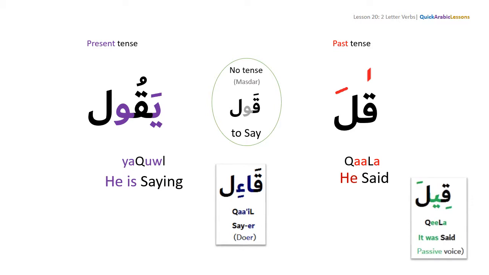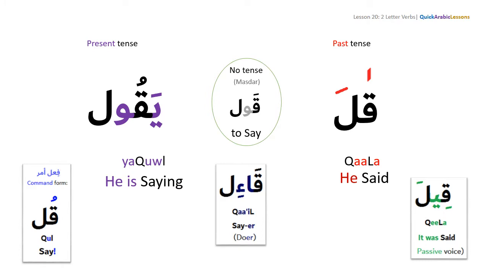Okay. Now if we want to look at the word qala, he said, in passive form, passive form means you don't know who the doer is. It just means that it was said. We don't know who said it. It just emphasizes that something was said by somebody. Then you would say qila. So qala means he said, and qila is it was said.